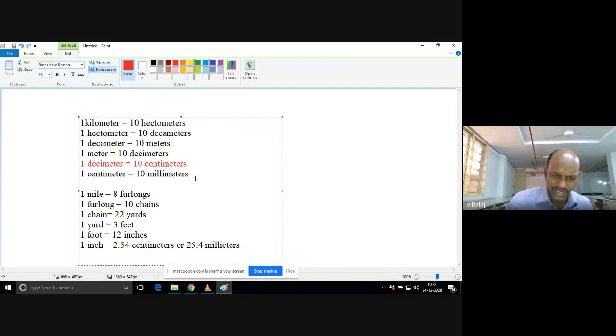Now, for measuring length, there are not only these relations. Sometimes 1 mile is equal to 8 furlongs, 1 furlong is 10 chains. One chain is 22 yards, 1 yard is 3 feet, 1 foot is 12 inches, 1 inch is 2.54 centimeters or 25.4 millimeters.